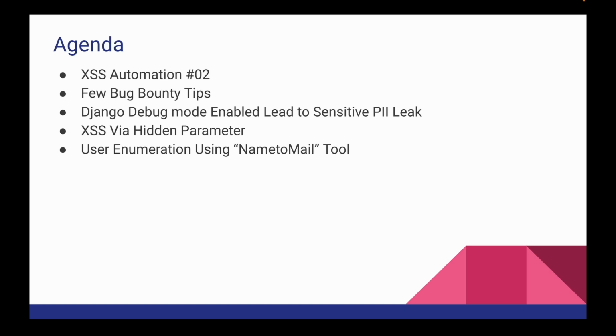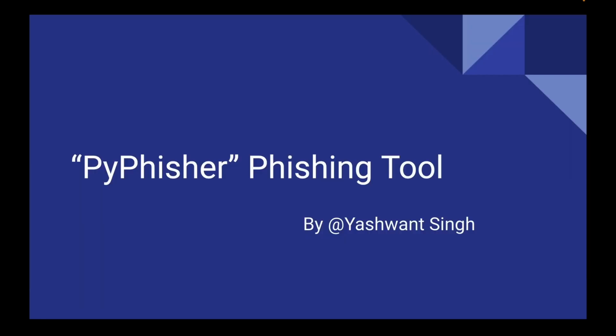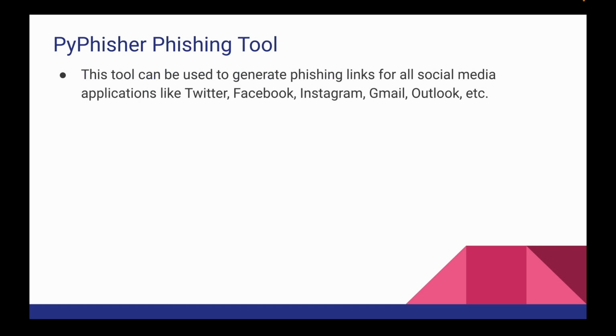The first topic is the PyPhisher phishing tool. So basically, what is PyPhisher? This is a tool which can be used to generate phishing links for all social media applications like Twitter, Facebook, Instagram, Gmail, Outlook, Yahoo, etc. You can use this tool locally, by downloading, installing, and running it, or you can also use the Docker containers of PyPhisher. And yeah, let's get into the demo.